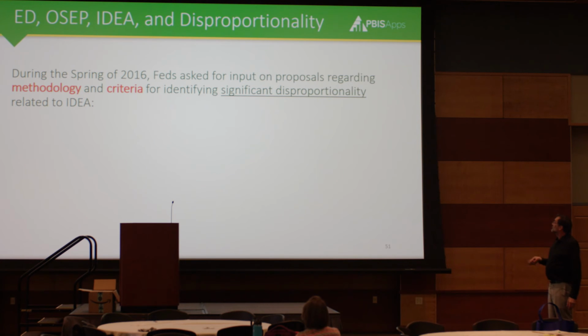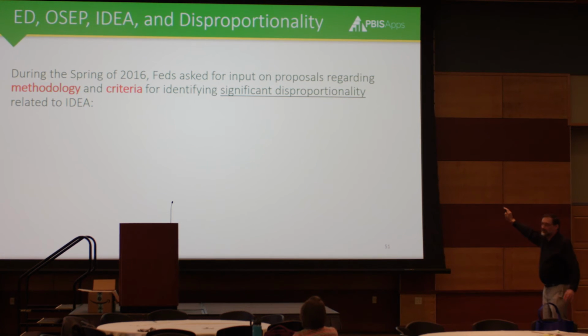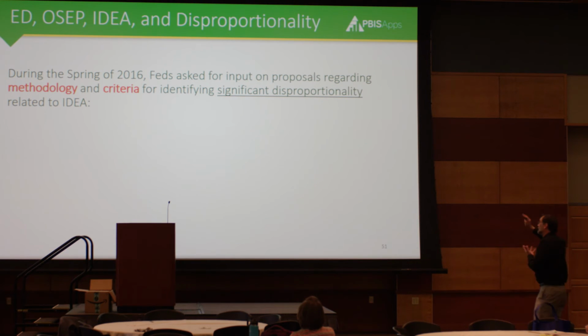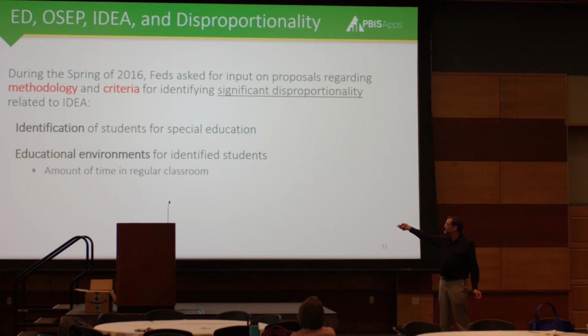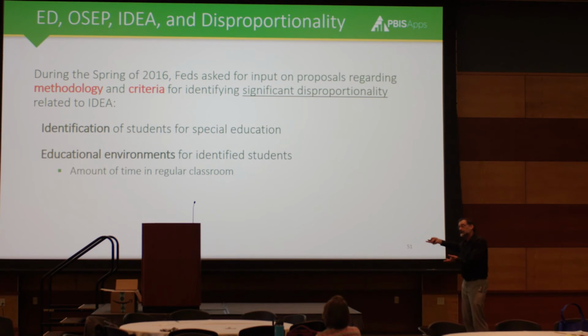So during the spring of the last administration, during the spring before they ended, they said, we've got to do something about this. And so they said, we want input on methodology and criteria for identification of significant disproportionality related to IDEA. So how we're going to identify students in special ed and the environments in which they live. Now, the reason I keep bringing up special ed, it's the one place that the feds can mandate for everything.